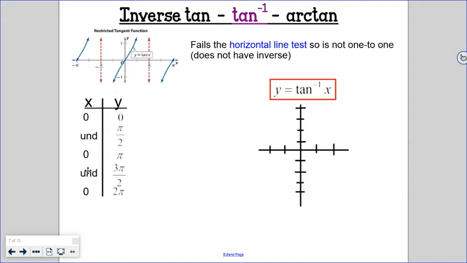Same thing, though, everything gets flipped. We do still have a couple points on here, 0, 0, pi, 0, 2 pi, so here, here, and here. And these undefineds represented a vertical asymptote. Okay, well, if x's and y's flip, vertical lines flip to horizontal lines. So now it's a horizontal line up at pi over 2 instead of a vertical line over at pi over 2. So it becomes a horizontal asymptote instead of a vertical asymptote.